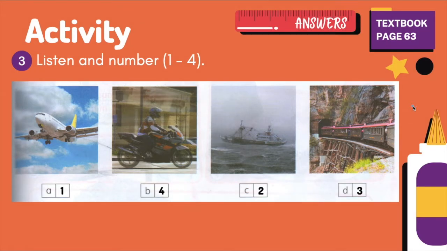Now, let's check the answer. Listen and number 1 to 4. A. Aeroplane. B. Number 4. C. Number 2. D. 3. Did you get it right? I hope so. Well done.